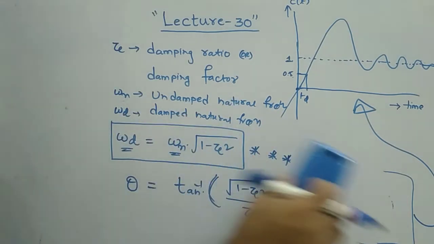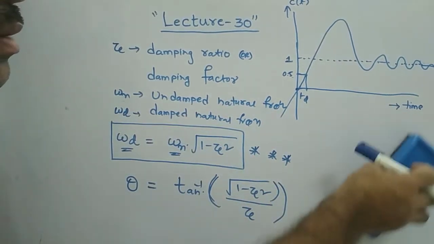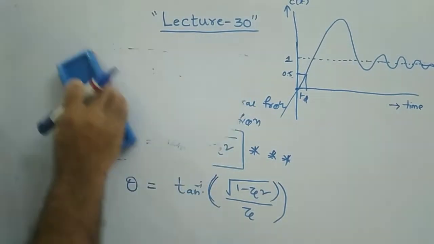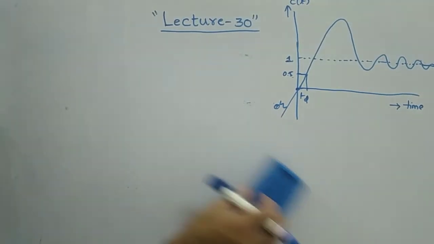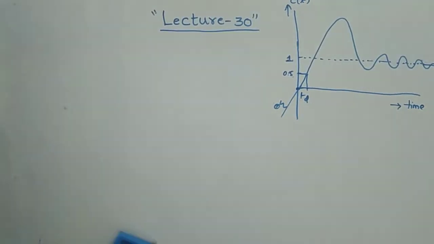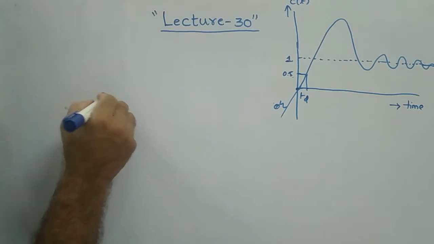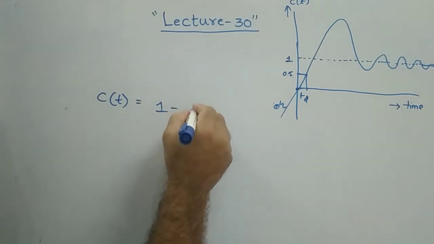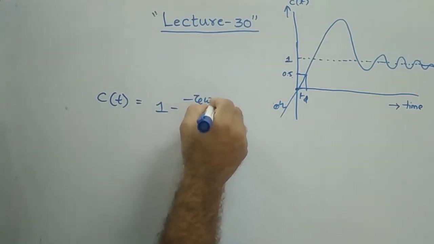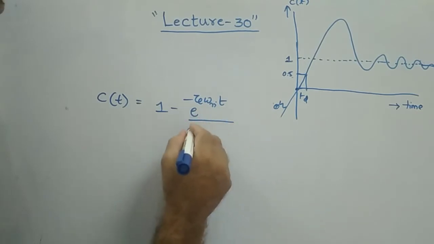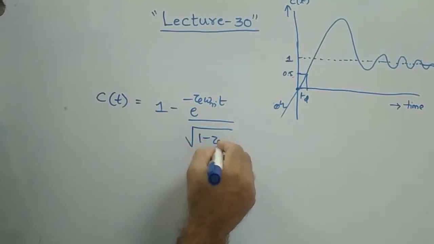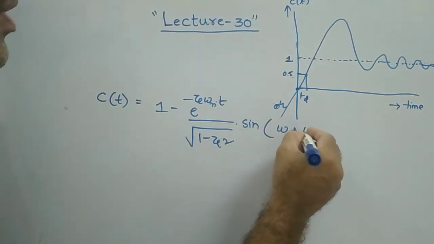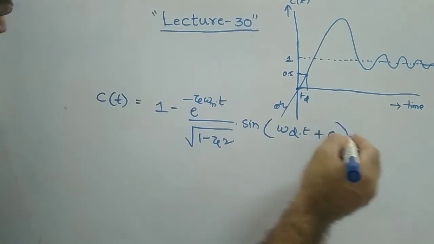Clear? So by knowing these values, now I can substitute these in that expression for C of t. Let us recall and rewrite that expression. C of t is equal to 1 minus e power minus zeta omega n times t under square root 1 minus zeta square into sine of omega d times t plus theta. This is your response equation.